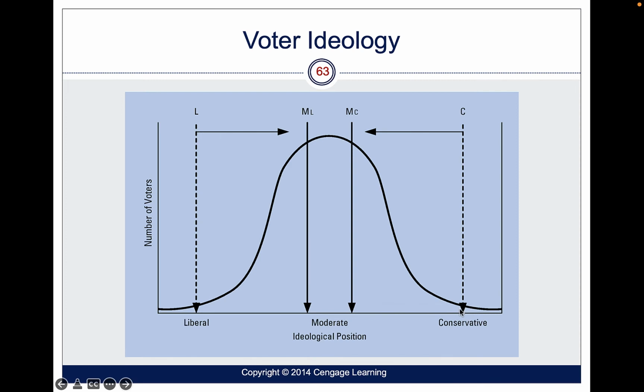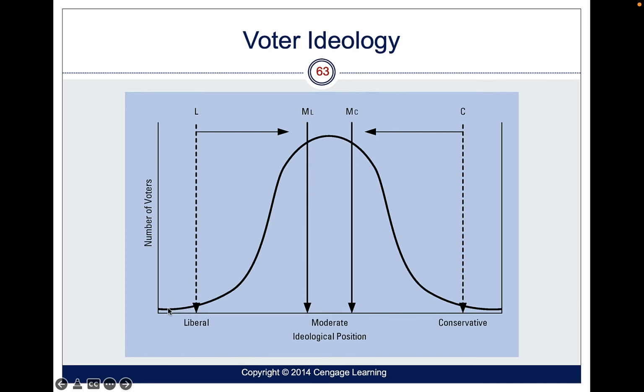The same thing will work on the other side. Conservatives need to move themselves along the ideological spectrum to attract the middle voter. Now, we can't move far enough where we're going to alienate a group of people, because then these people here might not vote.